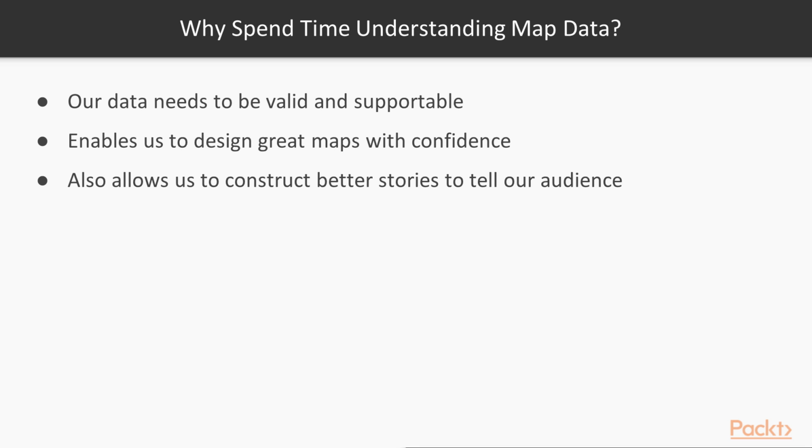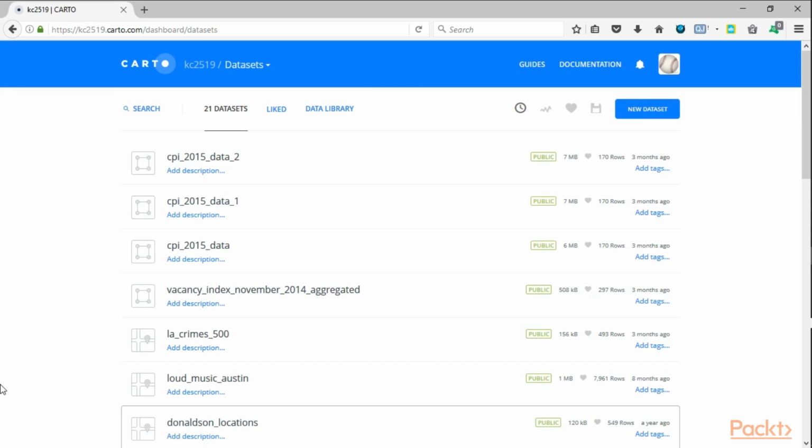So to summarize why we should spend our time understanding map data, very simply, it enables us to design great maps and to do it with confidence. And then knowing the data very thoroughly lets us construct a story much more easily. We won't be fumbling around trying to tell a story. We'll be confident in the data. We'll understand all the different directions we can go with our storytelling. So now let's look at a couple of examples of mapping data.